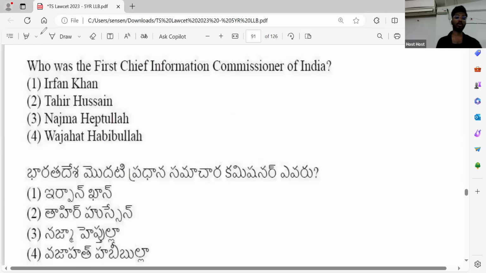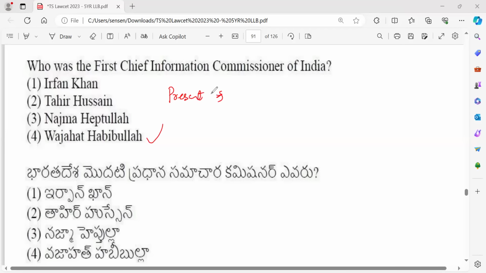Who is the first Chief Information Commissioner of India? Option 4, the answer, sir. Very good. Wajahat Habibullah. So he is the first Chief Information Commissioner of India. Very good. Okay. So who is the present Chief Information Commissioner?